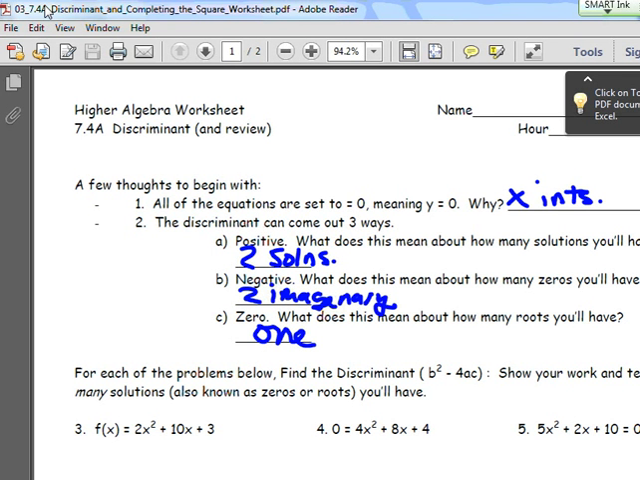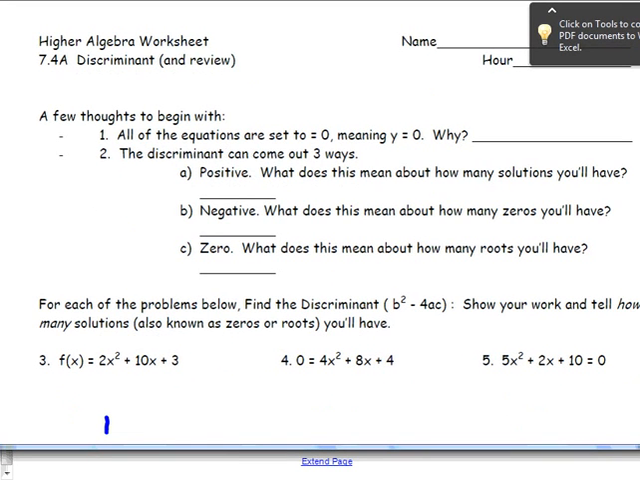All right. The next part is, for each of the problems below, find the discriminant, b squared minus 4ac. So you actually have to find that number. You can't just say, oh, I can tell that it's going to come out negative, and therefore there will be 2 imaginary solutions. You have to actually figure out what that answer is. So b squared would be 10 squared, would be 100, minus 4 times a, which is 2, times c, which is 3. B squared minus 4ac. And now I go 4 times 2 is 8, 8 times 3 is 24. So it's 100 minus 24. And what's that give me?